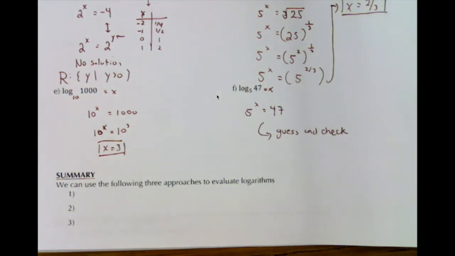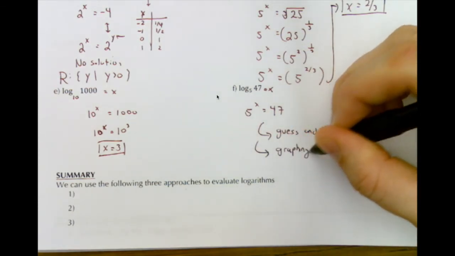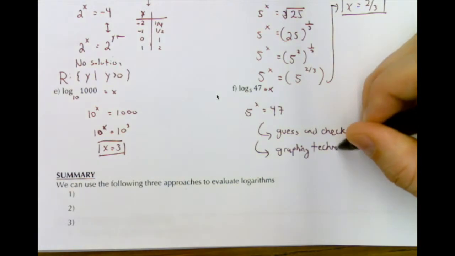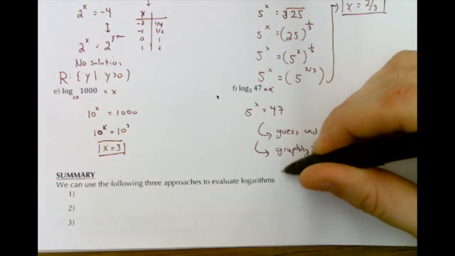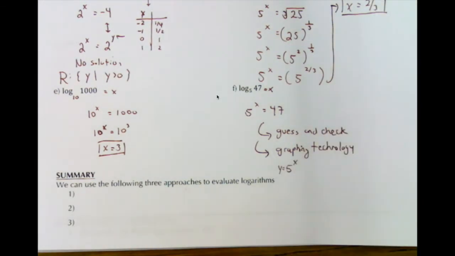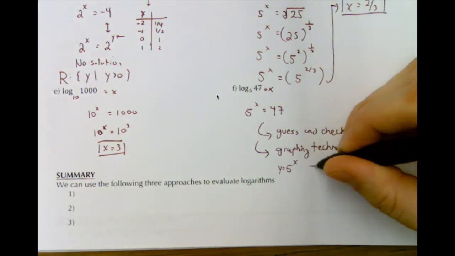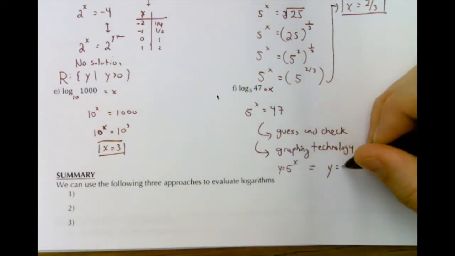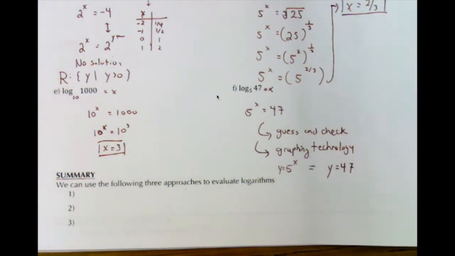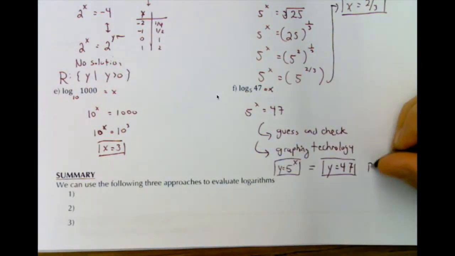Aside from guess and check, we could use graphing technology. To graph this, we would actually graph two things. We'd graph 5 to the exponent x as an exponential function, and we'd look for where it is equal to 47. So we'd graph y equals 47 as well. We look for where those two functions are equal, which means we're looking for the point of intersection.